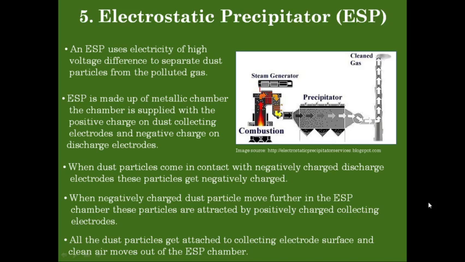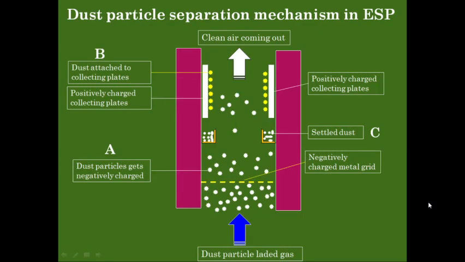The efficiency of an ESP or electrostatic precipitator is more than 99.99%. Even very fine dust particles can be easily removed using an ESP, because they can easily get charged by coming in contact with the negative charge electrode, and be adhered to the positively charged collecting electrode. So this is the diagram which I have prepared to explain it more clearly.